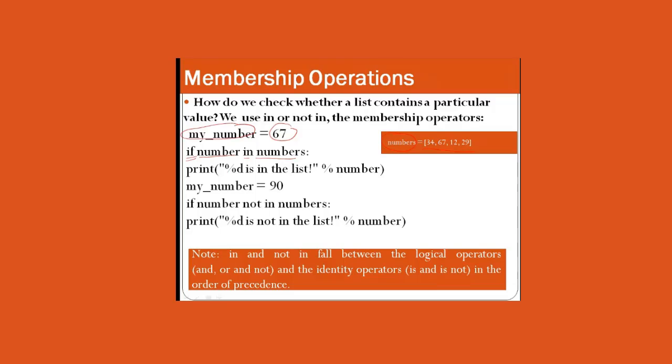Then you are writing over here, my_number not in numbers. So this is the membership we have already seen. Here is how you can use the membership operators to find whether the element is part of the list. So look at the note over here. Precedence is also there. in and not in fall between the logical operators and, or, and not, and the identity operators is and is not in the order of precedence. So precedence has to be considered if all these three come in a single expression.